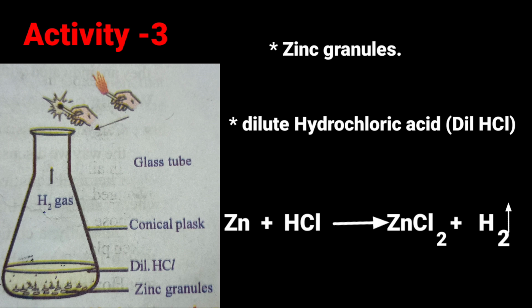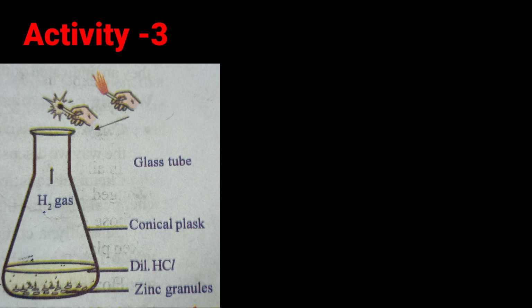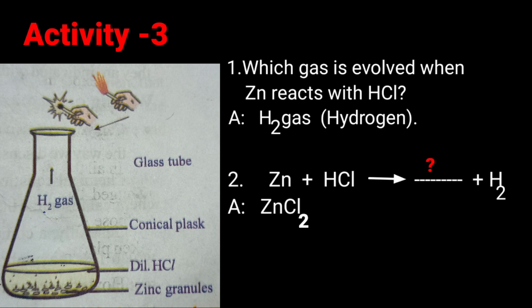Here are some questions. First question: Which gas is evolved when zinc reacts with hydrogen chloride? Answer: hydrogen gas. Second question: Zinc plus HCl gives dash plus H2. Answer: zinc chloride.